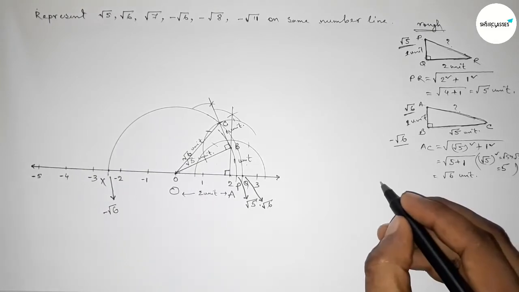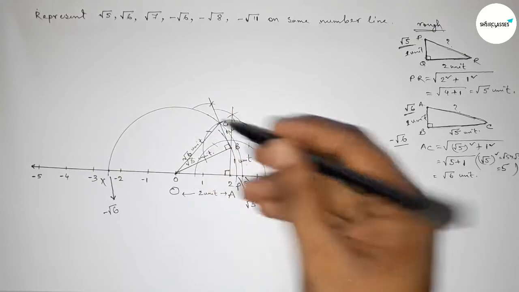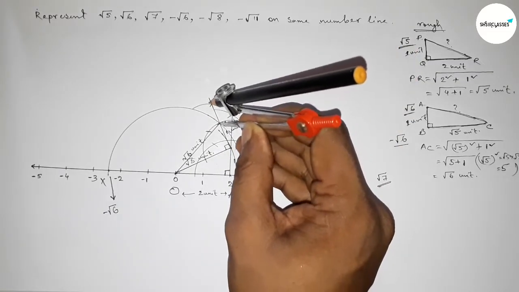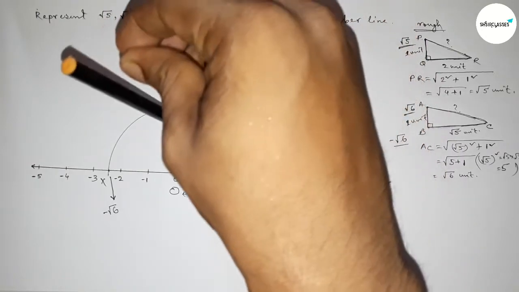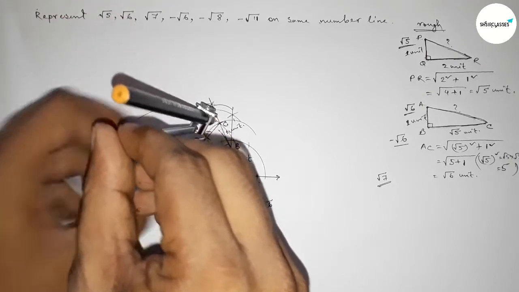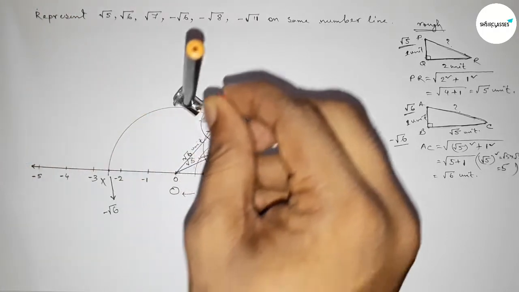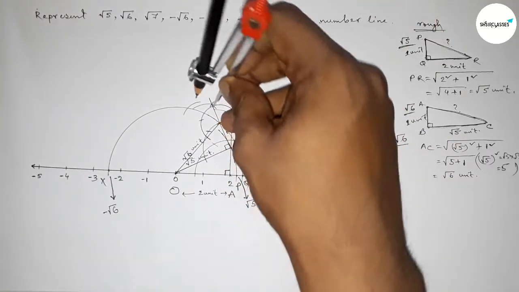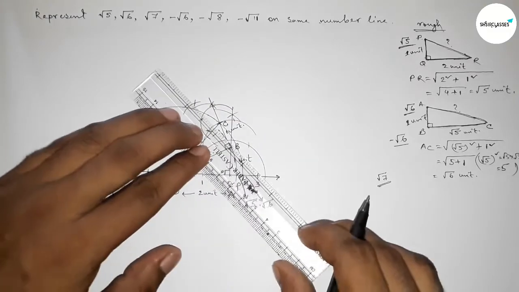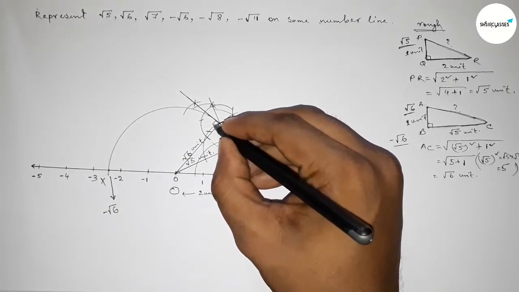Okay, next we have to represent root 7 first. So if we similarly take the base equal to root 6 and draw a 90 degree angle at the point C, then we can get root 7. So first drawing a 90 degree angle at the point C, putting the compass here and cut here, and putting the compass here and cut here, and drawing an arc here. So both the curves intersect at a point here. Now joining this line to get a 90 degree angle at the point C. So we got a 90 degree angle here.